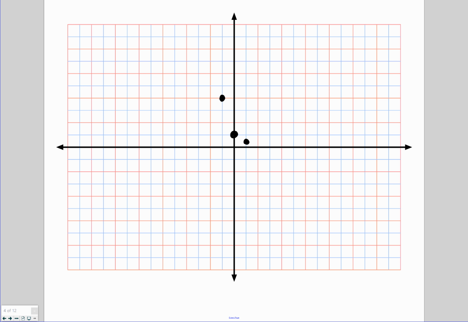Now you'll notice I only plotted 3 points. But how many points did we have? We had 5, I believe. There's no 16. All right, I guess I could plot the other one. Right there.